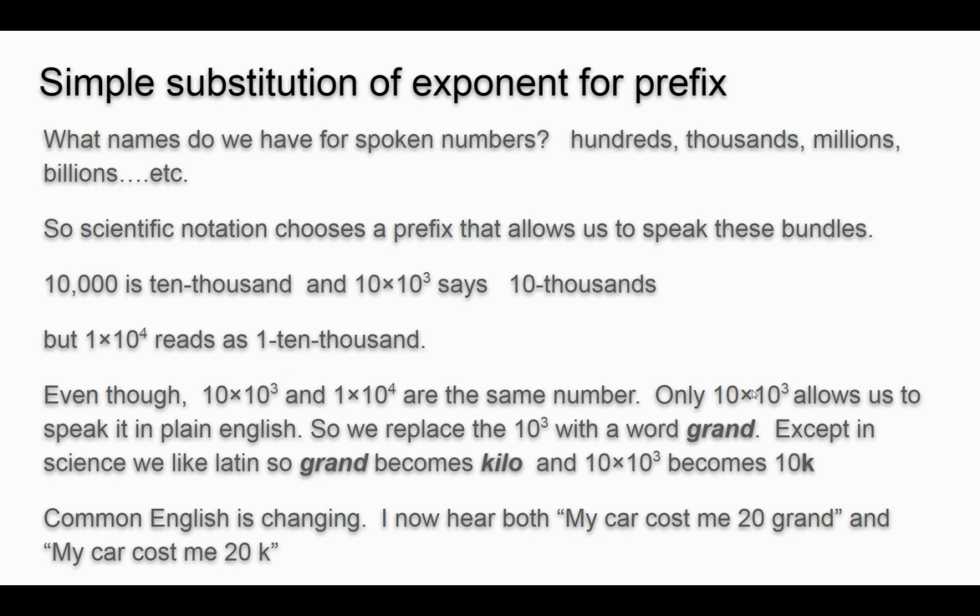And you'd go, oh, 10 times 10 to the 3, that's 10 grand. But in science, we prefer Latin. So the grand becomes kilo. And we go 10 times 10 to the 3 becomes 10K. And you hear both short forms now in English. When I was a kid, I only ever used to hear my car cost me 20 grand. And you immediately went, oh, 20,000. But now you hear people say, yeah, that car cost me 20K.